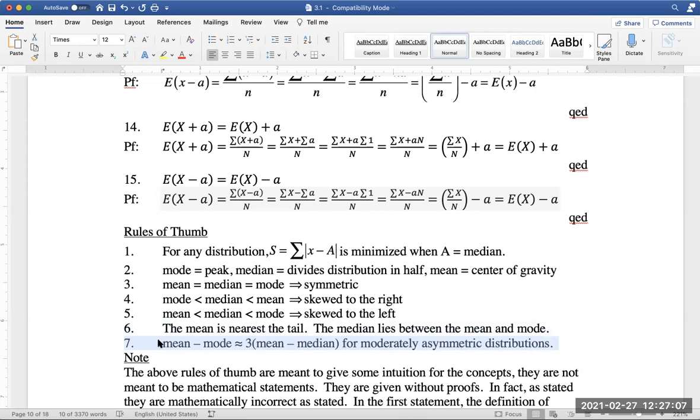So the mean minus the mode is approximately three times the mean minus the median. And this is true for moderately asymmetric distributions. So this is certainly true for symmetric distributions. And if they're just a little bit off from being symmetric, this still works.